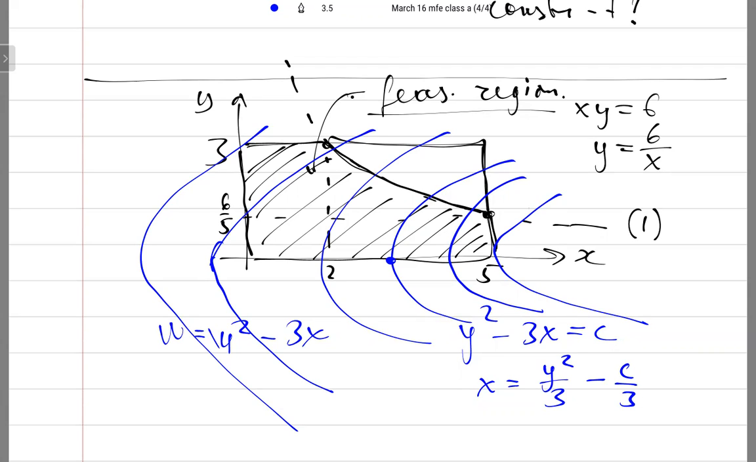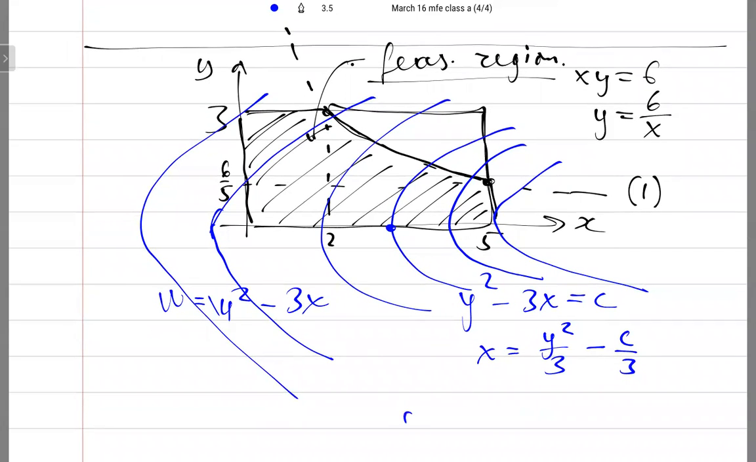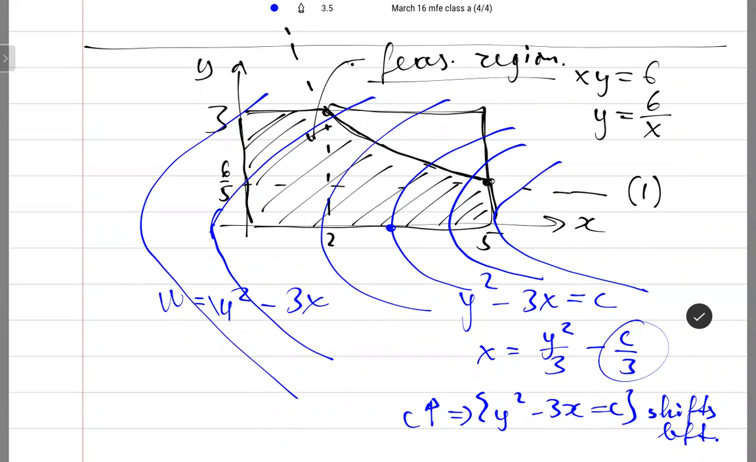If I increase c, my level curve shifts left, because I have minus c in the level curve equation. And if I decrease c, my level curve shifts right.